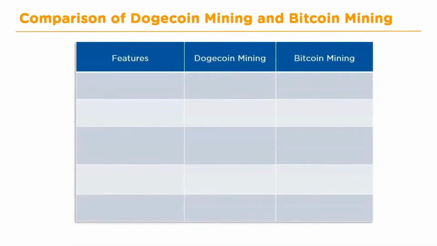Let's have a comparison between Dogecoin mining and the Bitcoin mining process. We will be comparing these crypto mining processes based on these factors. First, algorithm. It is a set of rules that every cryptocurrency follows for mining new coins. In the algorithm, Dogecoin mining uses Scrypt. Bitcoin mining uses SHA-256. Scrypt is considered a lot quicker and cheaper than the SHA-256 algorithm, making mining easier for miners of the Dogecoin network.